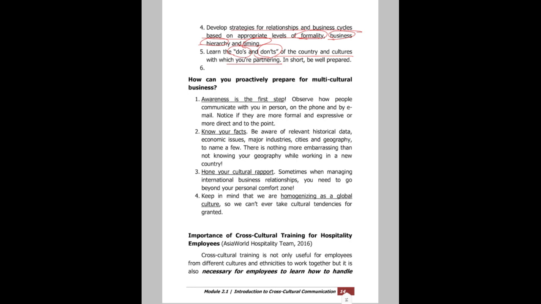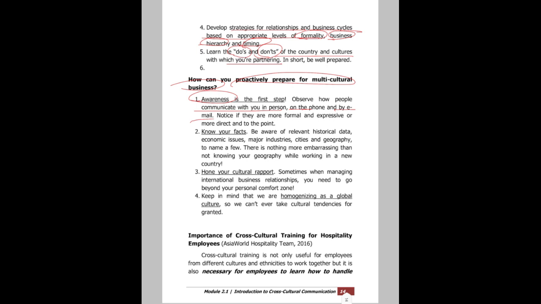So how can you proactively prepare for multicultural business? O let's say for example, you're going to build your own business in the future. How are you going to prepare? So as mentioned a while ago, so naulit na lang yung iba dito, awareness is the first step. So observe how people communicate with you in person, on the phone, and by email.